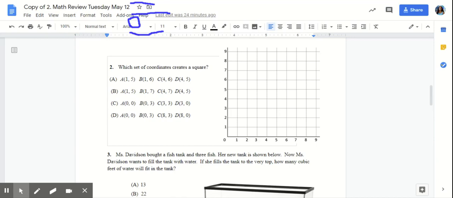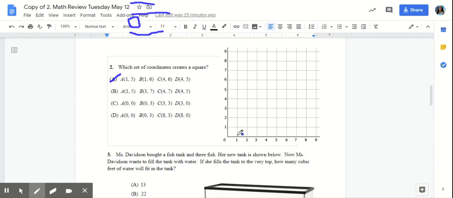Number 2, which set of coordinates create a square? So let's go through each coordinate and see which ones create a square. A, we have 1, 5 as our coordinates. So 1 is on our x coordinate and 5 is on our y coordinate. Then we have 1, 6. We have 4, 6. And then we have 4, 5. Would you consider this a square? Nope, that's a rectangle. So we know that A is incorrect.